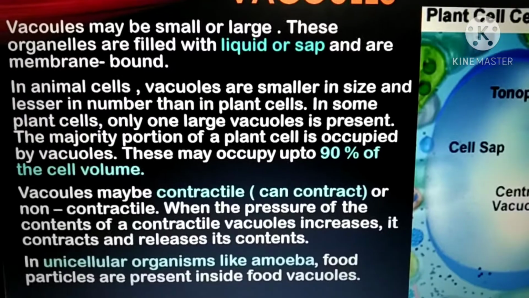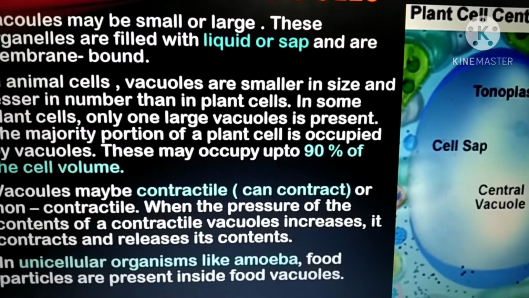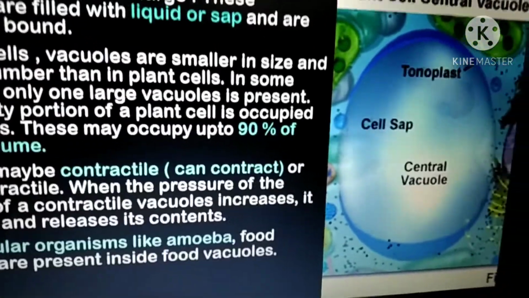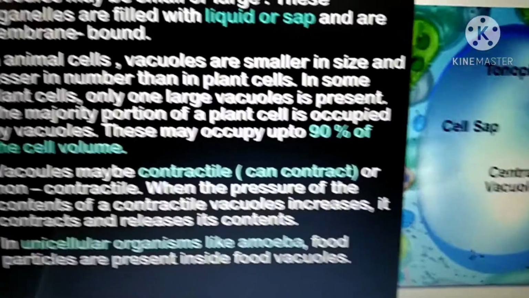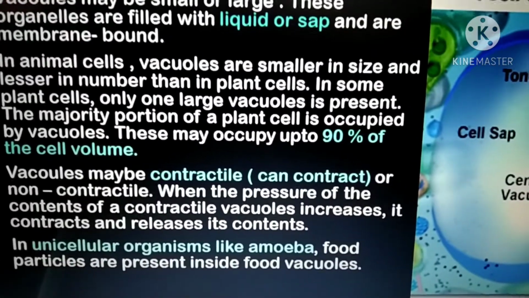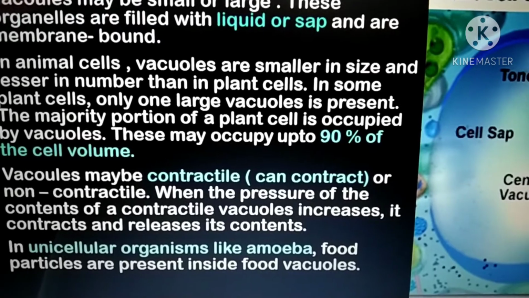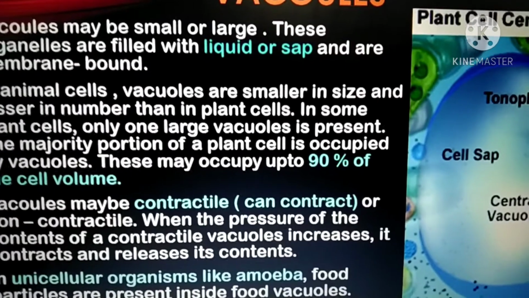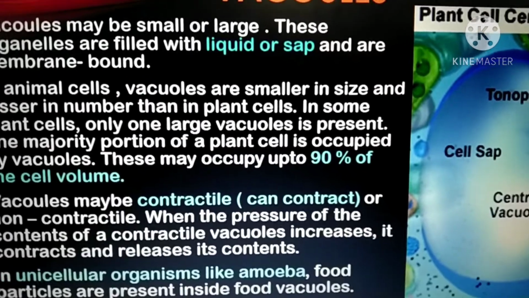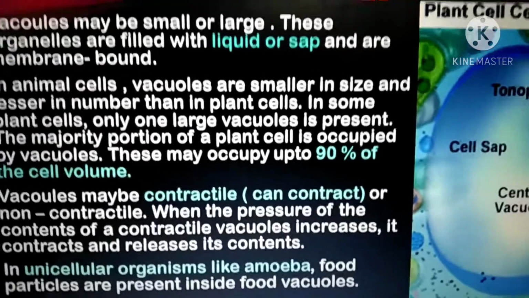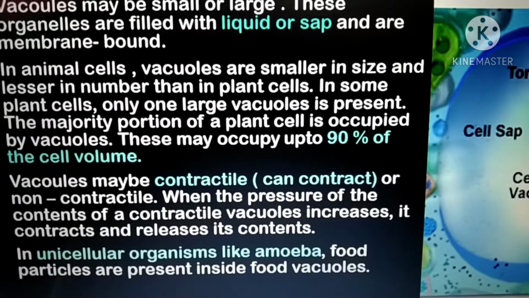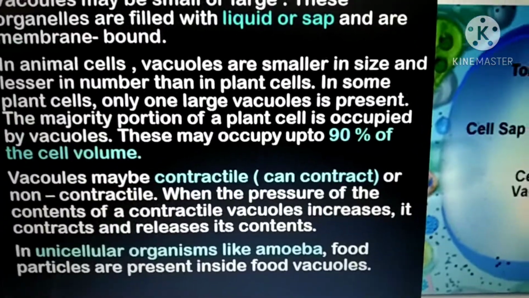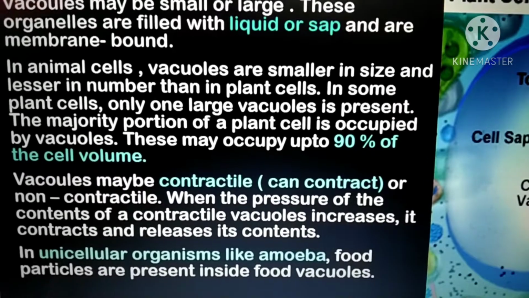Sap means cell liquid. In animal cells, vacuoles are smaller in size and lesser in number than in plant cells. And in the following, you are seeing a central vacuole of a plant cell. In some plant cells, only one large vacuole is present. But the difference is that animal cells have small vacuoles, but they are many in number. But in a plant cell, a single vacuole is present in a large size. In some plants, the majority portion of a plant cell is occupied by the vacuoles. These may occupy up to 90% of the cell volume.